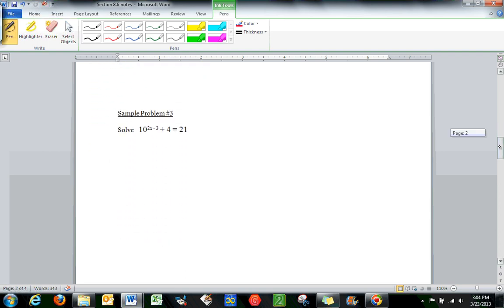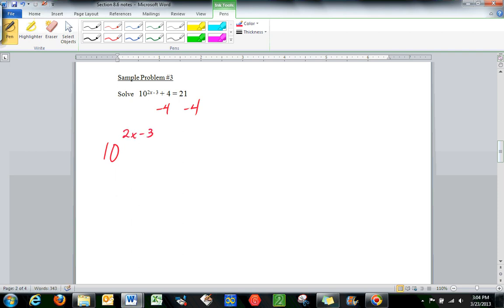Now let's take a look at sample problem number 3. You can see here that the first issue is the base that has the exponent 2x minus 3 is not alone yet. So we have to isolate that first. So we're going to subtract 4 from both sides. So I'm now going to have 10 to the 2x minus 3 is equal to 17. And now I can rewrite that as a log. So I want to keep my base the same. So I have log base 10 of 17 is going to equal my exponent, which is 2x minus 3.